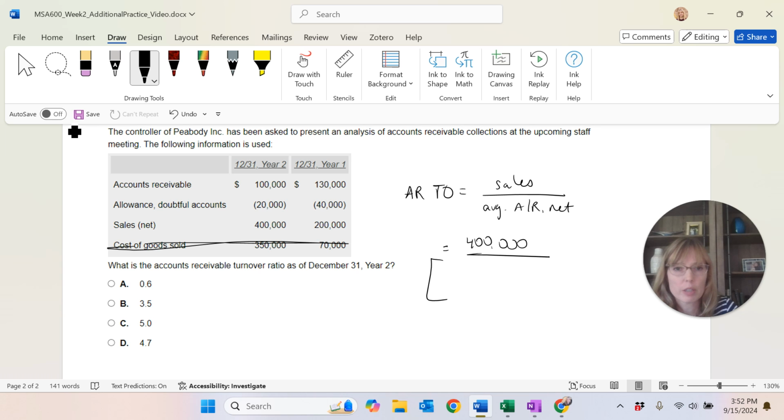So if I'm going to take an average, I'm going to need to get my accounts receivable in the most recent year, 100,000 minus the 20,000. So I'm going to take off the thousands here. 80 plus 130 minus the 40. Of course, our allowance for doubtful accounts reduces the value of our accounts receivable. And so we have 80 here, 90 here, 170 divided by 2.